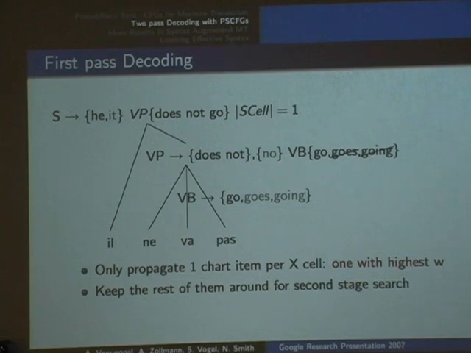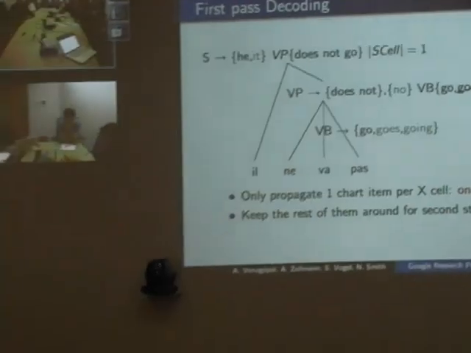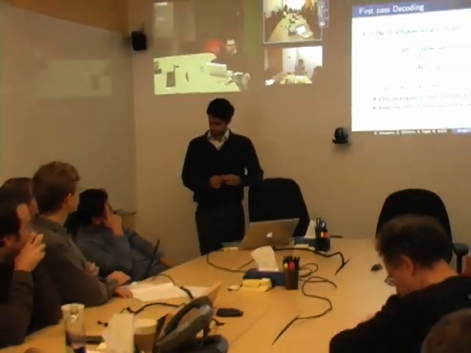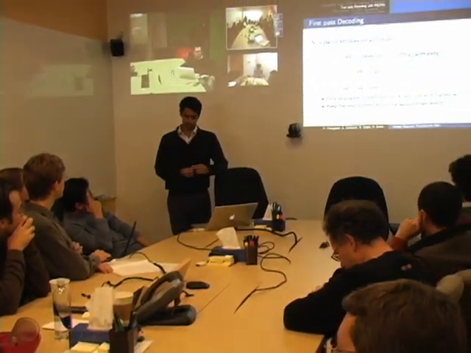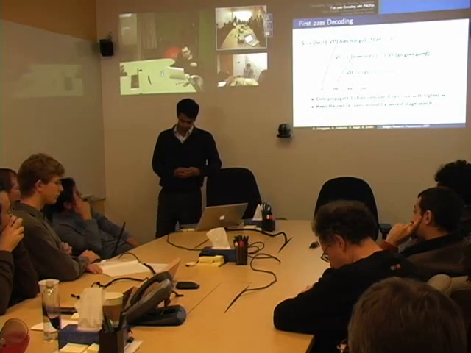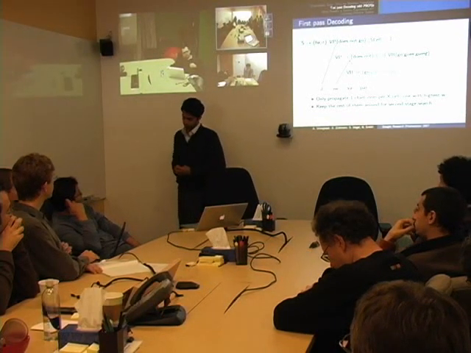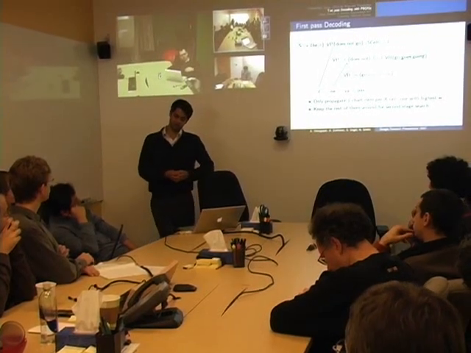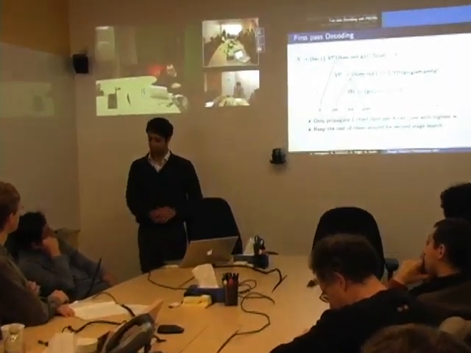So we want to propagate one chart item per cell, the one with the highest weight. That includes the language model costs. So when you say you include language model cost, you only include language model cost of go, not the other two. Right, so there are search errors being made there. If you have only one word there, then why do you still need to use the language model? I'm using goes and going and so on to represent equivalence classes. In this case, go would be its own equivalence class because it's just one word. But in reality, there would be left and right context for all of these hypotheses.